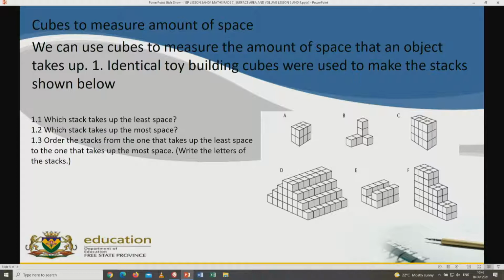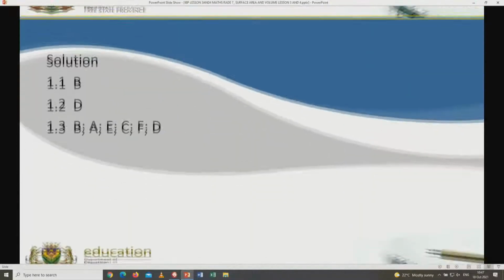Therefore, in terms of the numbers, we are now arranging these stacks in ascending order from the lowest to the highest, if you're thinking about the numbers. And therefore, let's check. The one with the least will be B, as we said. And then A, then E, C, F, and definitely D. Therefore, this was just a warm-up for us.